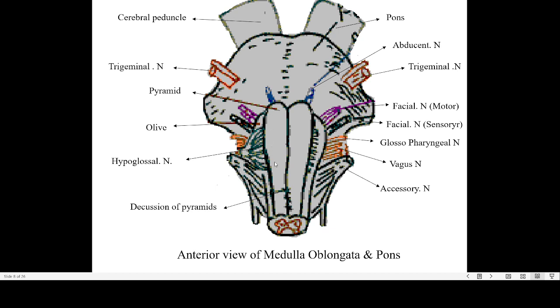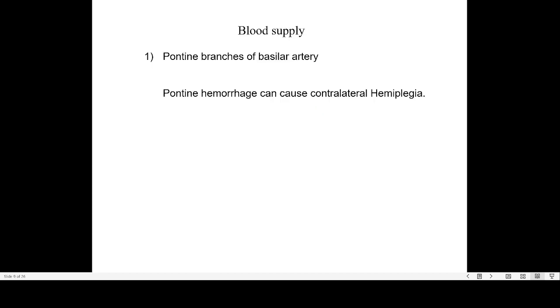Then coming to this medulla portion. This is usually the anterior view of the medulla oblongata and pons. Then coming to the blood supply, mainly it is supplied by the pontine branches of the basilar artery. Usually the basilar artery branches are called pontine branches, which supply this area.